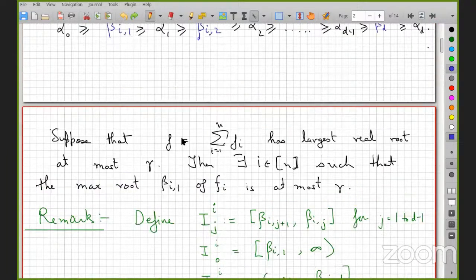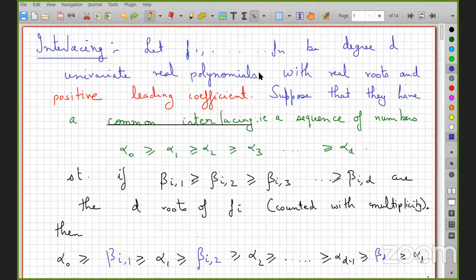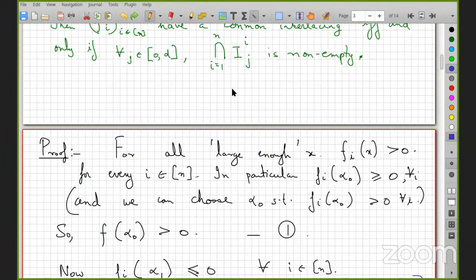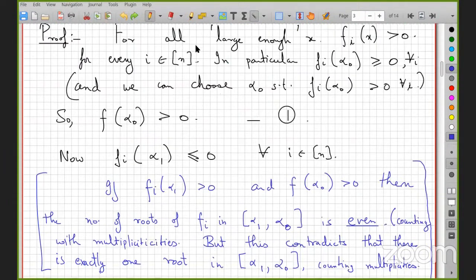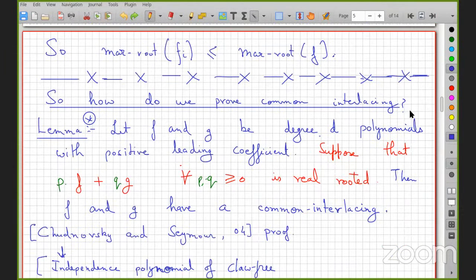Okay. So what we proved is that if the sum f of polynomials f_i, i from 1 to n, and if the f_i's have a common interlacing, and this f has largest root at most gamma, then one of the f_i's also has largest root at most gamma. Without the common interlacing, this can fail, and it's not hard to construct examples, even with small degree polynomials. This proof was more or less sign chasing. So this was fine. Then the question was, how do you prove common interlacing?